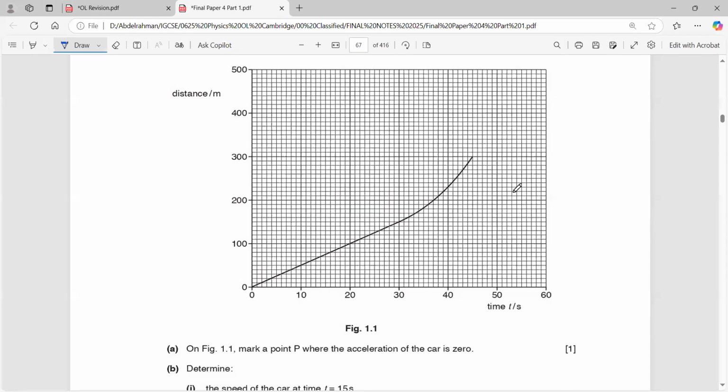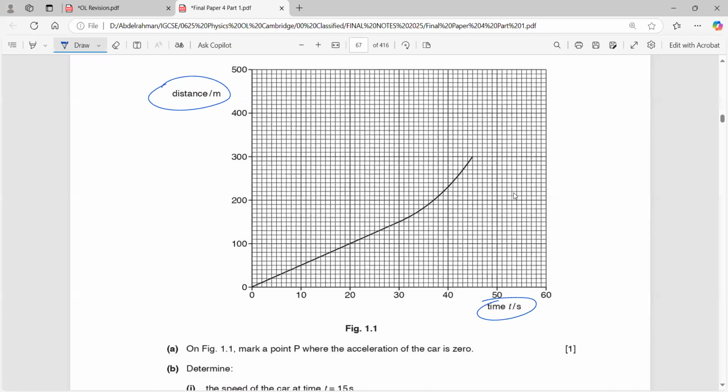What is this, Mister? It's accelerating. Initially I had constant acceleration and then the acceleration was increasing. No, you're wrong. Why? Because this is a distance time graph. A distance time graph means the slope is speed. It's not acceleration. Slope is speed.